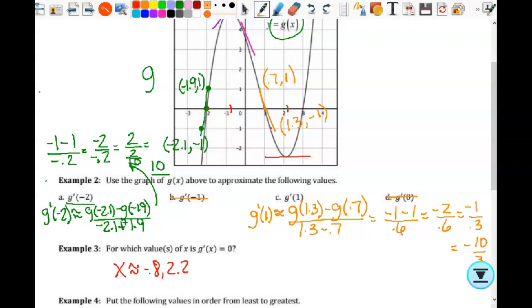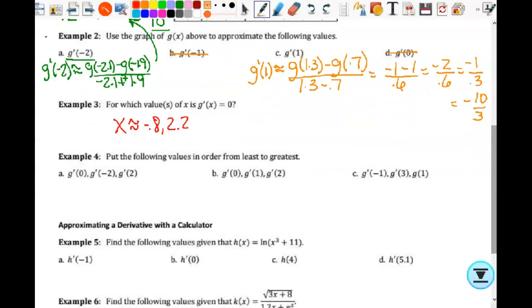So which one is the smallest? Negative 2, 0, or 2? The slope is positive, slope is negative, slope is really close to 0. So going from least to greatest, we go pink, red, green, so that's 0, 2, and negative 2. So I would have g prime of 0, g prime of 2, g prime of negative 2. We don't know what the values exactly are, and we didn't estimate all of them, and that's okay. By looking, we understand what's happening with the slopes, and that's what we need right now.